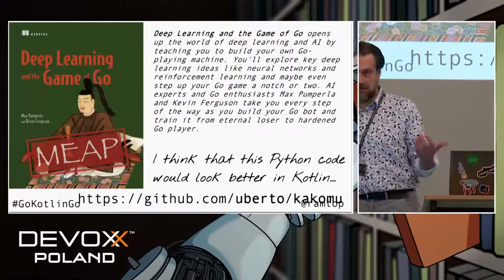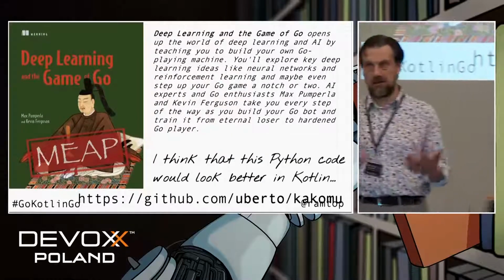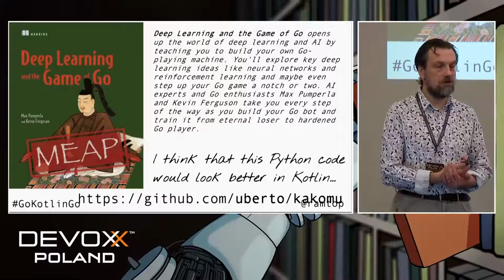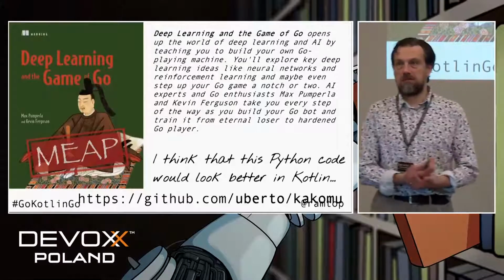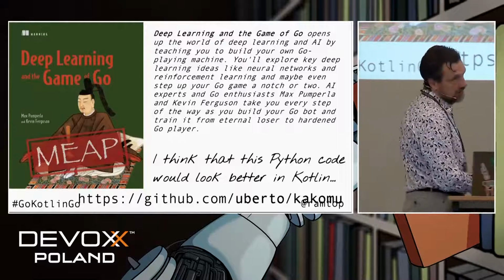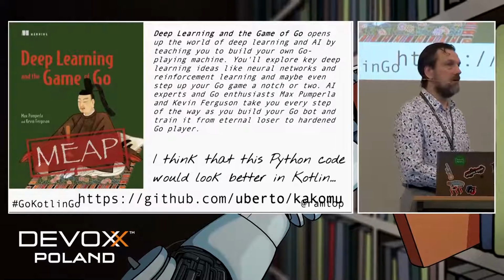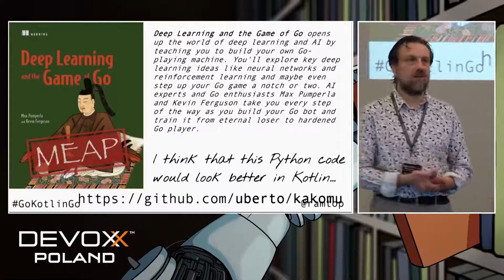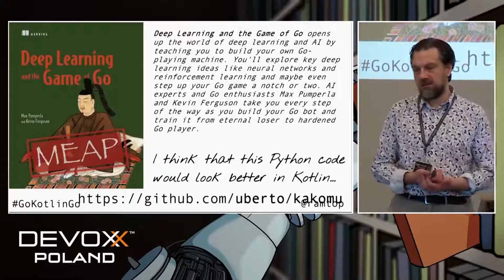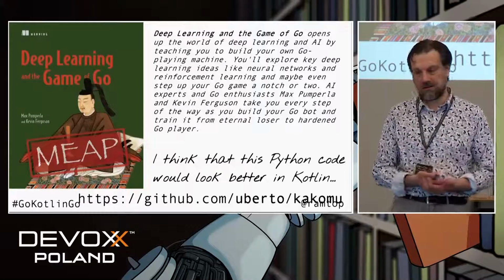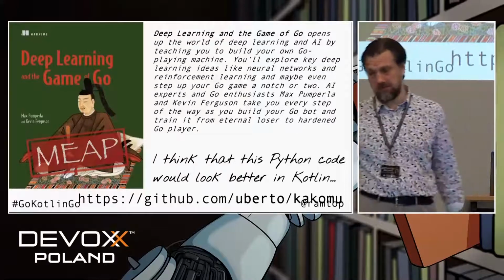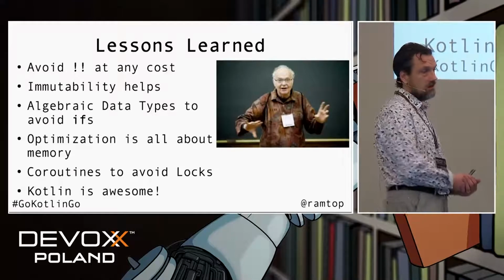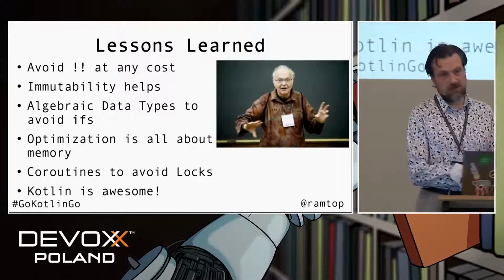And the idea for my program came from this book, which was basically discussing deep learning in the game of Go. But my problem was that the book's code was in Python, and Python is really, really slow. So, yeah, it was didactic as a book, but not really fun to play with. So I said, maybe this Python code could look better in Kotlin. And I started this project. And it actually does.